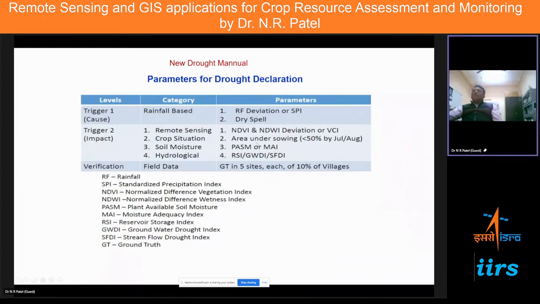Once confirmed, then we go to the second criteria, which is done with remote sensing. First, crop situation, meaning area under sowing and all those things. Soil moisture, based on soil moisture maps, either from water balance or from satellite. Percent available soil moisture, moisture adequacy index. Fourth is the groundwater: groundwater pumping, irrigation resources, groundwater drought index, or the remote sensing rainfall severity index. All hydrological-related variables are used to find this out.